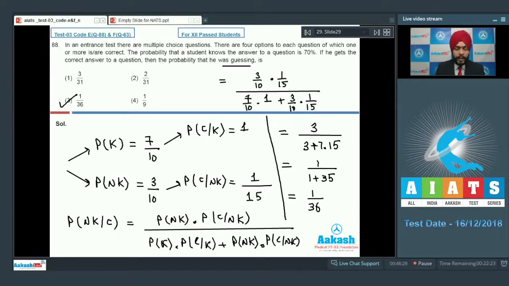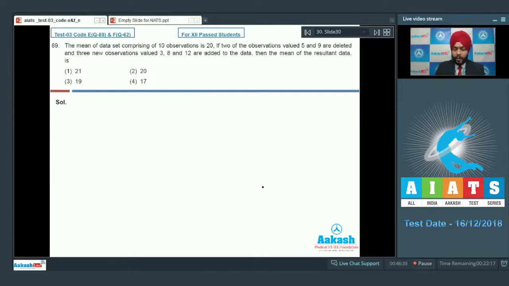Let us move on to question number 89. Question number 89 says that the mean of data set comprising of 10 observations is 20. So simply sigma xi is equal to 200. If 2 observations valued 5 and 9 are deleted and 3 new observations valued 3, 8 and 12 are added to the data, then what is the mean of resultant data?